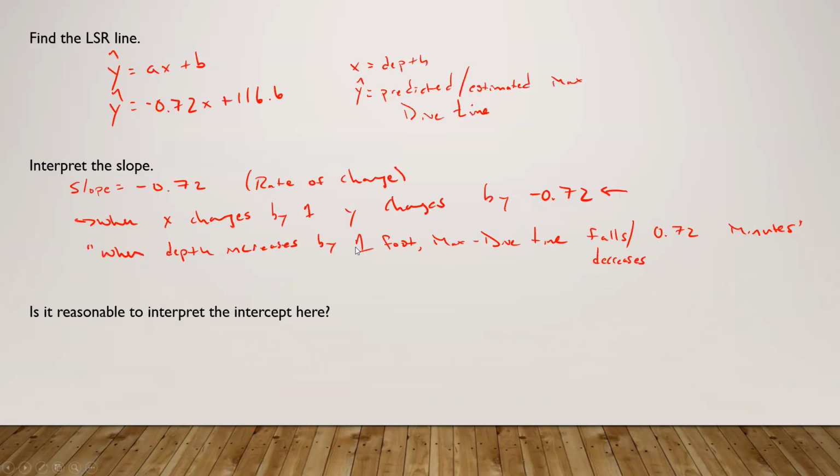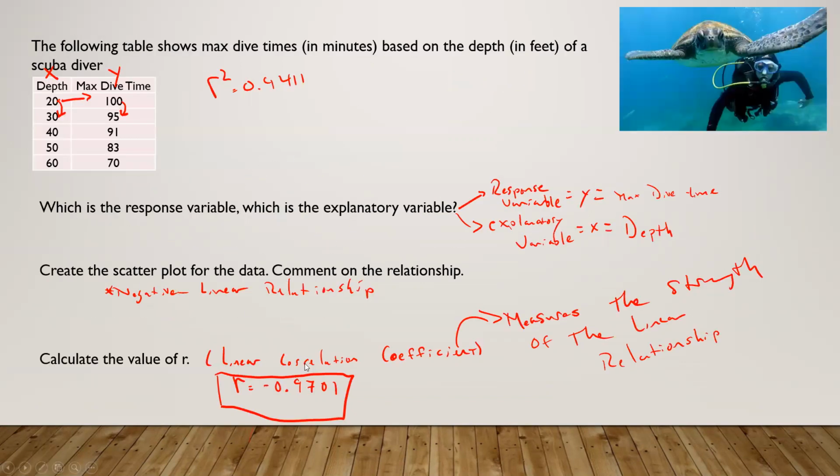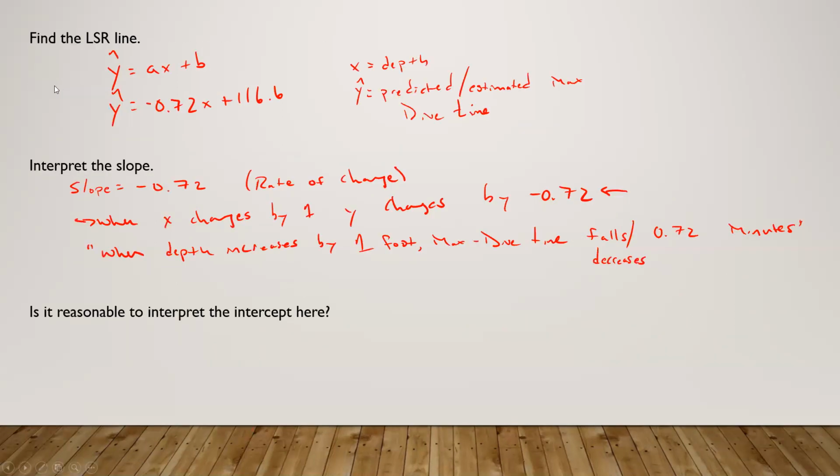And here's another trick to it. If you plug zero in, remember the intercept occurs when X is equal to zero. So Y hat when X is equal to zero is 116.6. That's the y-intercept. So what this is saying is, if you're going to ask yourself if this makes sense, if you're going scuba diving 0 feet underwater, you can only do it for 116.6 minutes. Does that make sense?